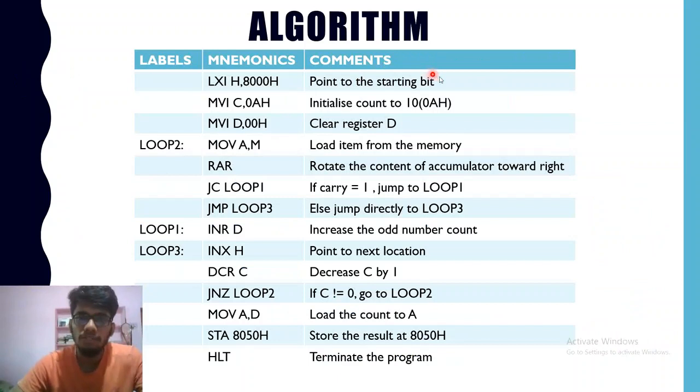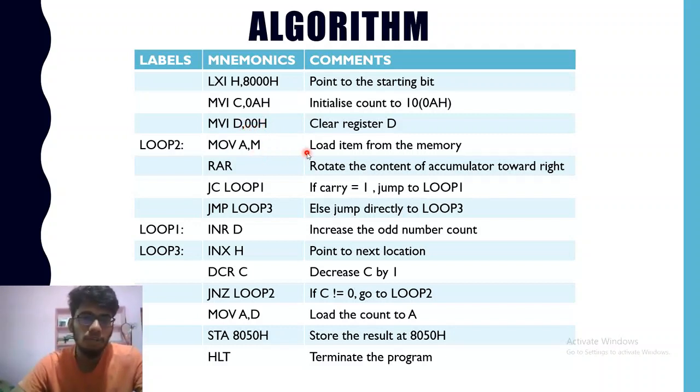So this is the algorithm which we will be using as a part of our main program. As we can see here, we have used RAR and JC loop conditions, which I had discussed previously for the characterization of odd and even numbers. So we will be starting by pointing at the initial number in the series of numbers. Then we will initialize our count to 10, for how many numbers we are going to determine the count of odd numbers. Then we are going to clear the register D to store the count.